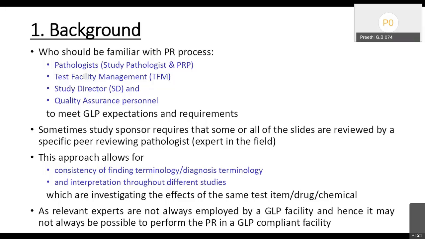It is visible. Kindly check your internet connection. It's visible, sir.